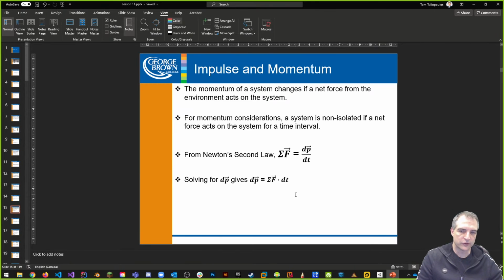So from Newton's second law, force is equal to ma, or the sum of all forces is equal to the change in momentum over the change in time. Solving for the change in momentum gives us that the change in momentum is equal to the sum of all forces times the change in time. The sum of all forces over time is the change in momentum.